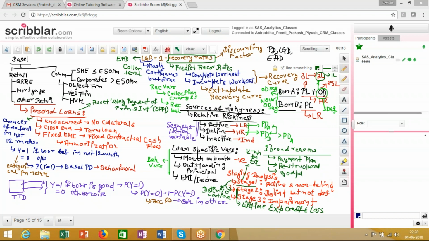Now, how to estimate acquisition PD? What are the different ways of developing an acquisition scorecard? That is something which will be defined when we come to the scorecard development portions. That is where we'll talk very prominently about each of these cases. Clear? Great.